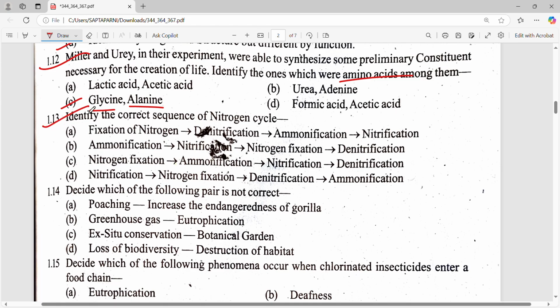Next, identify the correct sequence of nitrogen cycle. In case of nitrogen cycle, first nitrogen fixation occurs, then ammonification, nitrification and denitrification at last. So correct answer is option C.